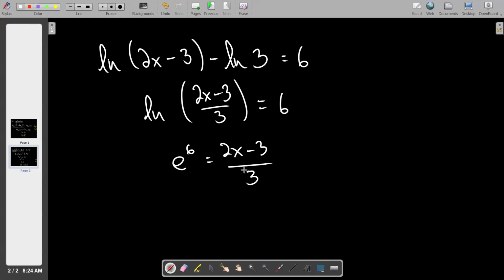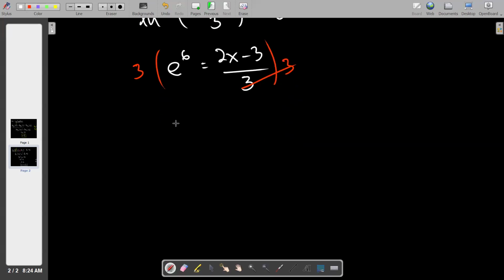And that's just an algebra problem. Algebra is all about just knowing how to move things around and manipulate situations. So let's multiply by 3. That's what any mathematician at this point would do. So we wind up on the left side with just 3e to the 6th equals 2x minus 3. I'm not scared of e. It's just an algebra problem. What do we do next? Add 3, so we wind up with 2x equals 3e to the 6th plus 3.